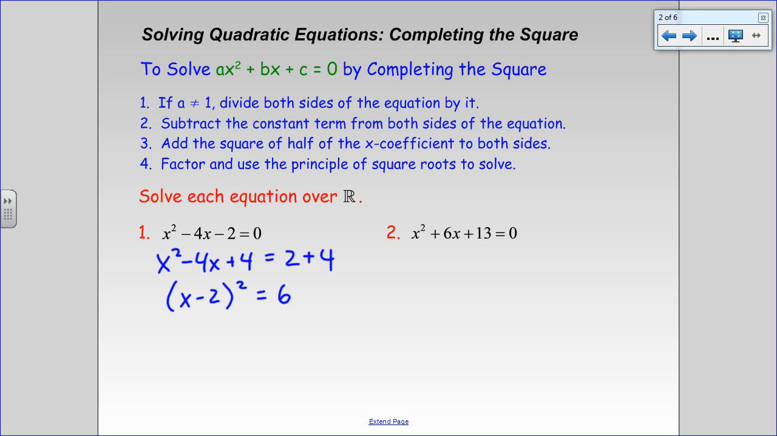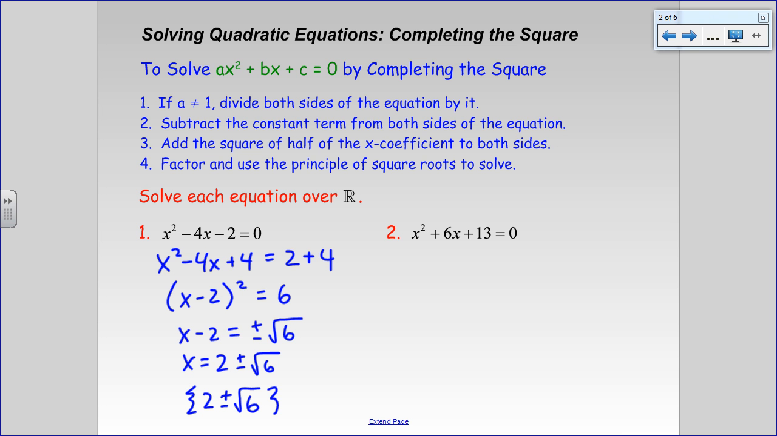Now, since the left-hand side of our equation is a perfect square, we can use the principle of square roots to solve. Taking the square root of both sides, we obtain x minus 2 equals positive or negative the square root of 6. Then adding 2 on both sides, we see that x is equal to 2 plus or minus the square root of 6. This means we have two irrational numbers as solutions of our quadratic equation, and they are 2 plus the square root of 6 and 2 minus the square root of 6.